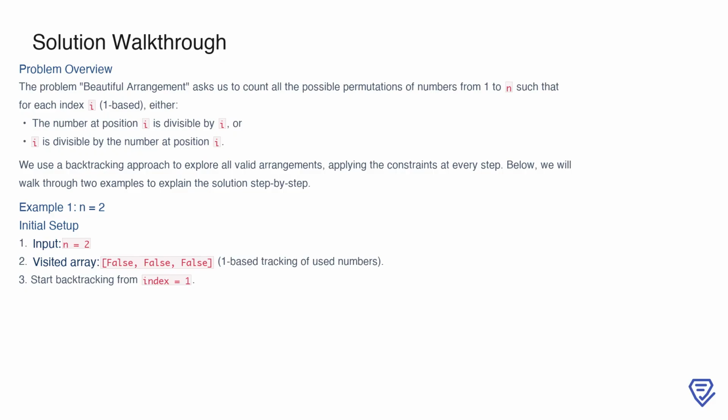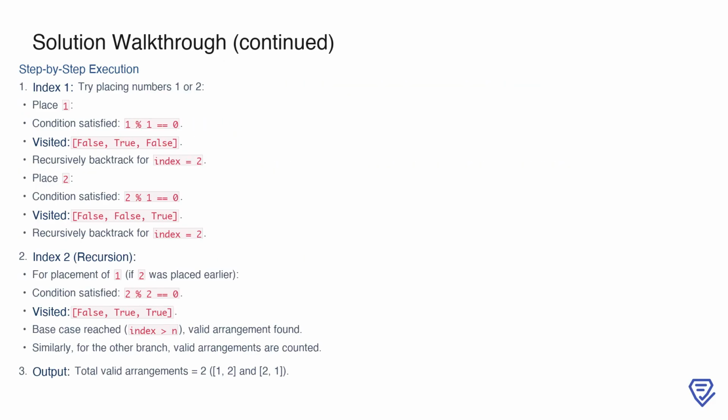At index equals 1, we have two choices: place the number 1 or place the number 2. First, we try placing 1. The condition is satisfied because 1 is divisible by 1. We mark 1 as visited, updating the visited array to false, true, false, and then move on to the next index. Now, if we place 2 at index equals 1 instead, the condition is still satisfied because 2 is divisible by 1. This updates the visited array to false, false, true, and we proceed to index equals 2. At index equals 2, we recursively evaluate the remaining numbers.